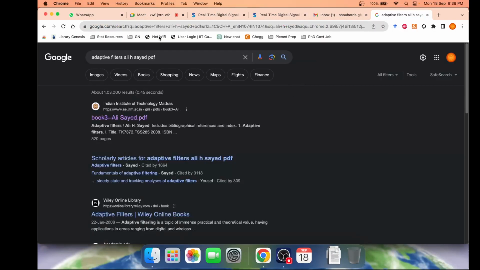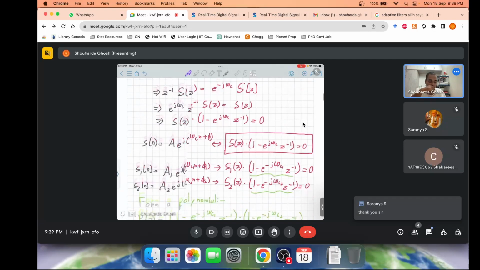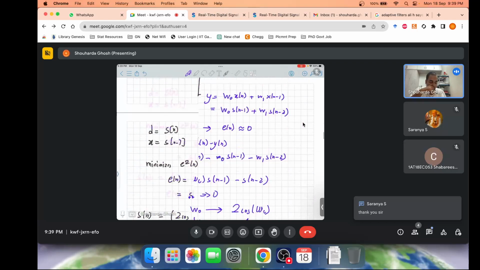Yeah, so we have another book, all of them have adaptive filters in the name, by Behrouz Farhang-Boroujeny. Okay, so these three books will be more than enough for this assignment. This assignment 8 is not too mathematical, so you can refer to the first 2-3 chapters of these books.